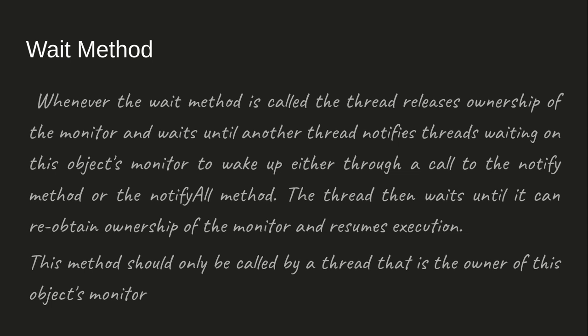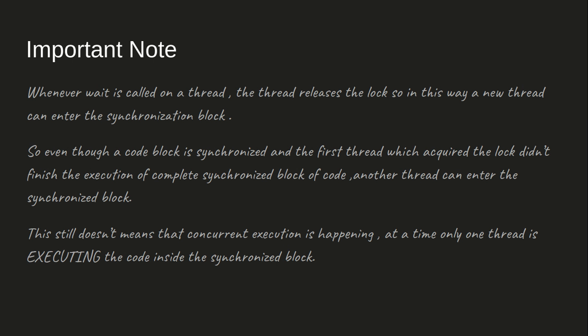Now the thread then waits until it can reobtain ownership of the monitor and resume execution. It can be a case that multiple threads are waiting on the same object's monitor. So whenever they wake up, they wait so that they can again obtain the lock on that same monitor, and then they resume execution. Now this method should only be called by a thread that is the owner of this object's monitor. There is an important concept behind the entire description of the wait method.